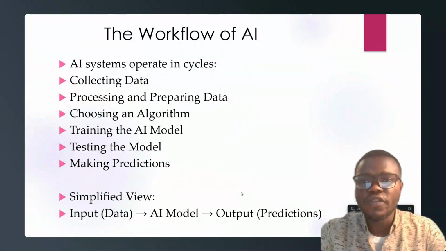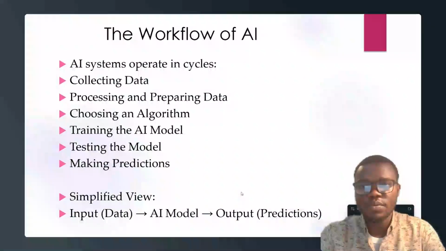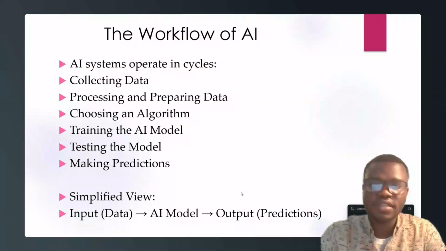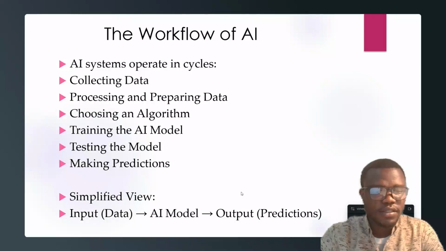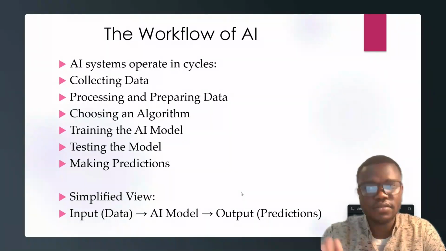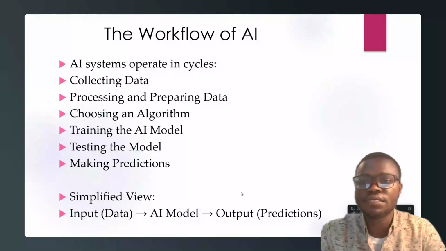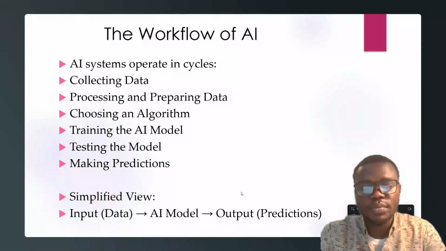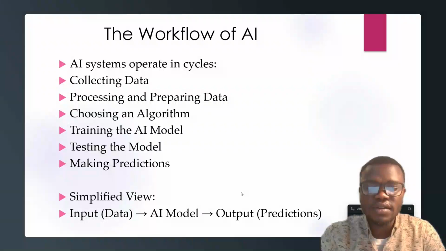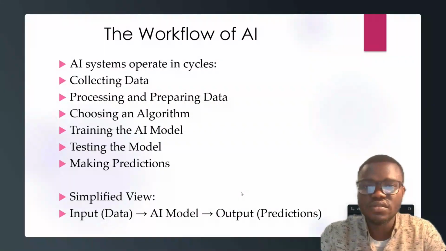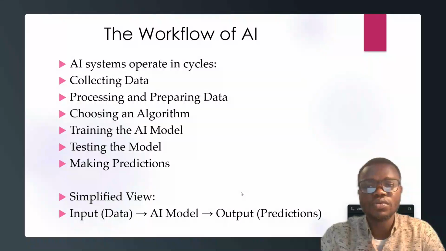The workflow of AI. An AI system operates in cycles. Data collection, collecting the data, is a very important step. Your data is very important if you're trying to work with AI models, because AI models learn from data sets. So collecting data, if you want to start from scratch, is important. Processing and preparing your data is very important: data quality, data quantity, data as a whole.